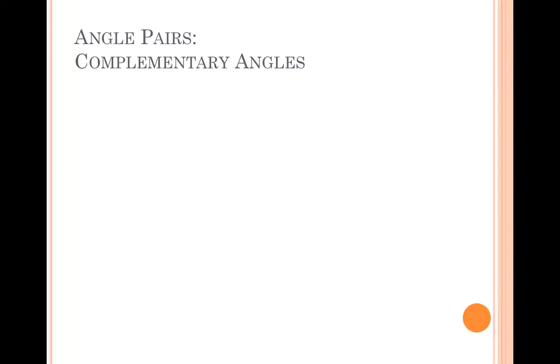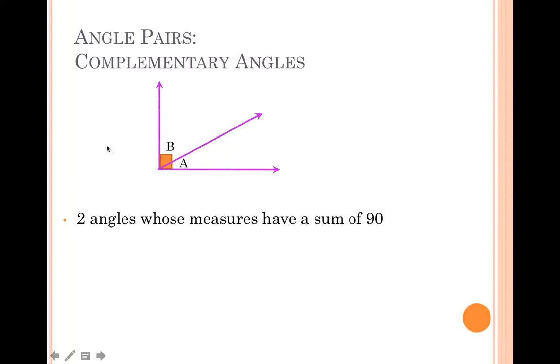Complementary angle. So what is a complementary angle? Well, complementary angles are two angles whose measures have a sum of 90 degrees. So when you put these two angles together, they have to add up to be 90. In my picture, these are two angles that add up to be 90. Angle B and angle A, when you put them together, make this nifty right angle here. A right angle is another way to say 90-degree angle.